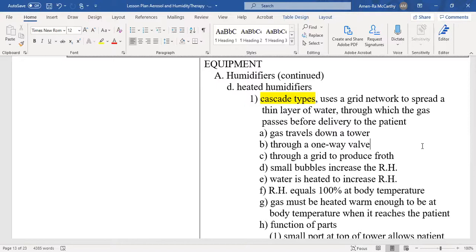So we want to mimic. What we're trying to do is mimic the nose. So we don't want it to be 80 degrees. We don't want it to be 50 degrees. We want to try to make it exactly 37 degrees and moist, okay? To do what the job of the body is doing. That's what we're trying to do, trick the body into thinking that we're using the nose. Okay, and so they're boasting that cascade type humidifiers, which are heated passovers, right, can produce 100% relative humidity at body temperature. Gas must be heated warm enough to be at body temperature when it reaches the patient. Okay, that's what they're saying.